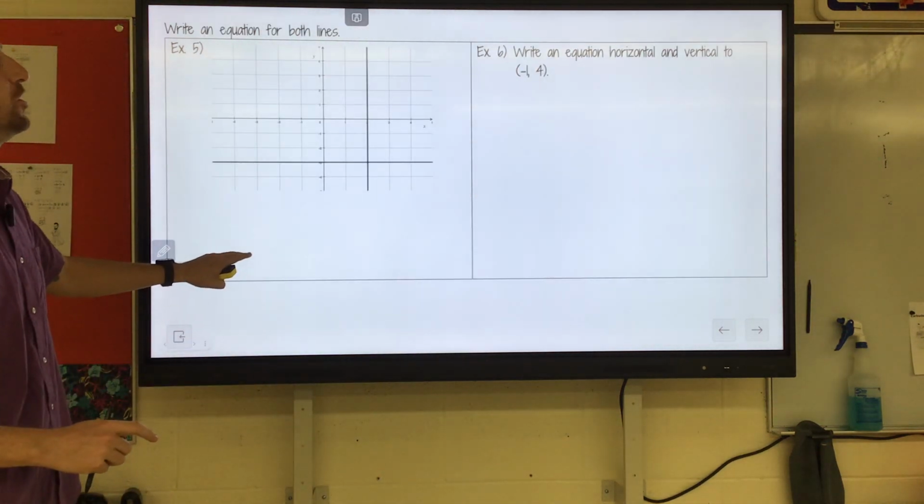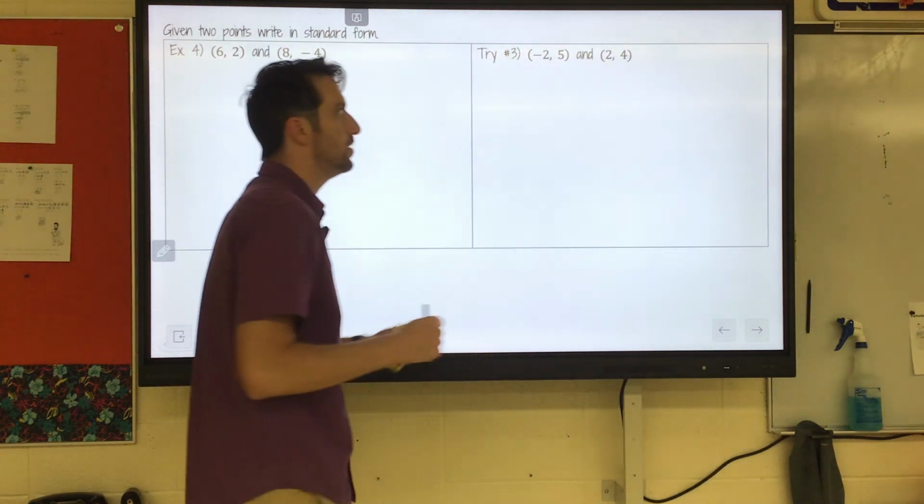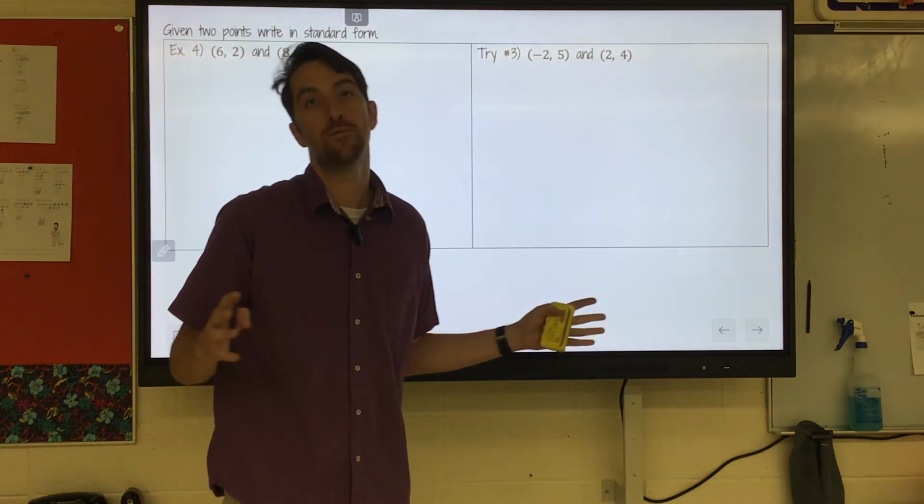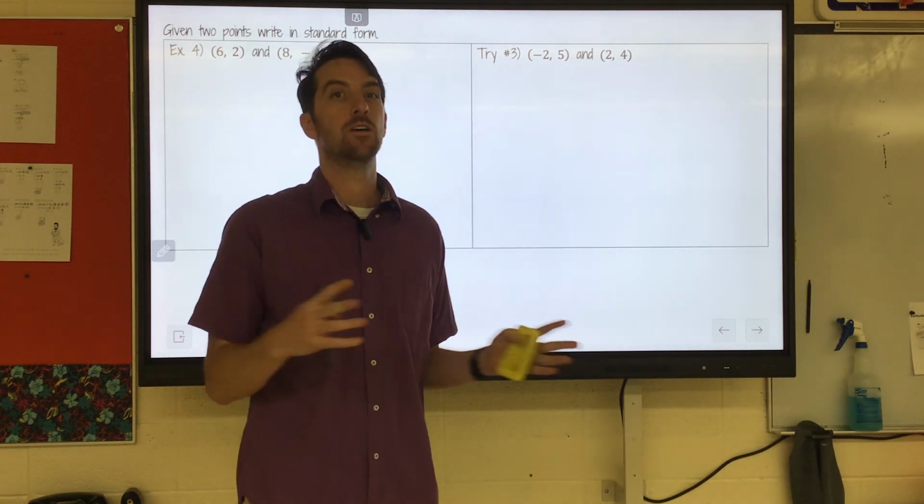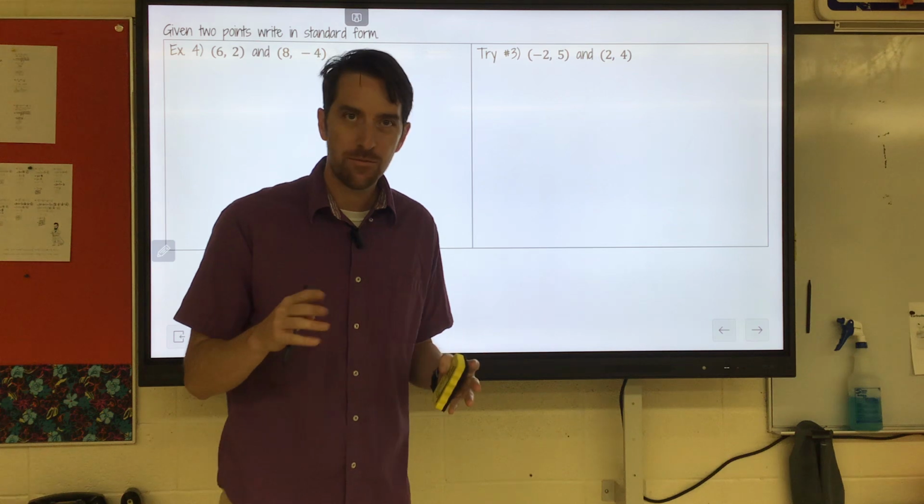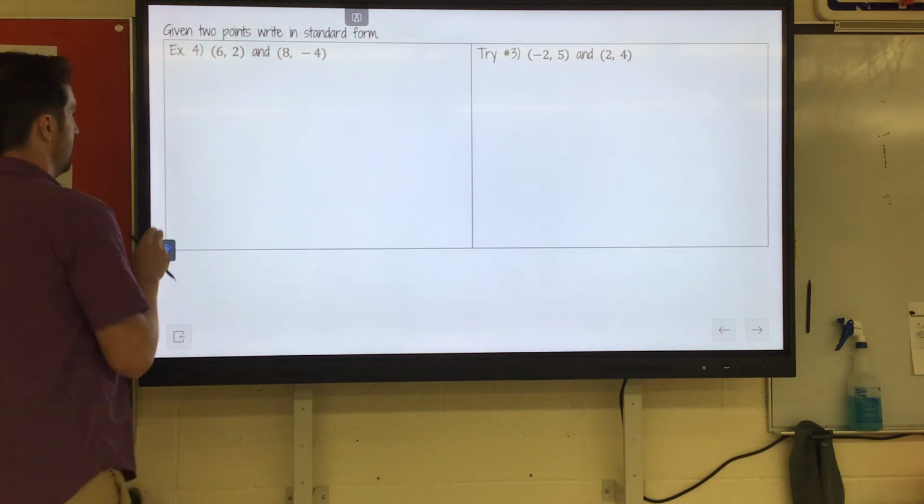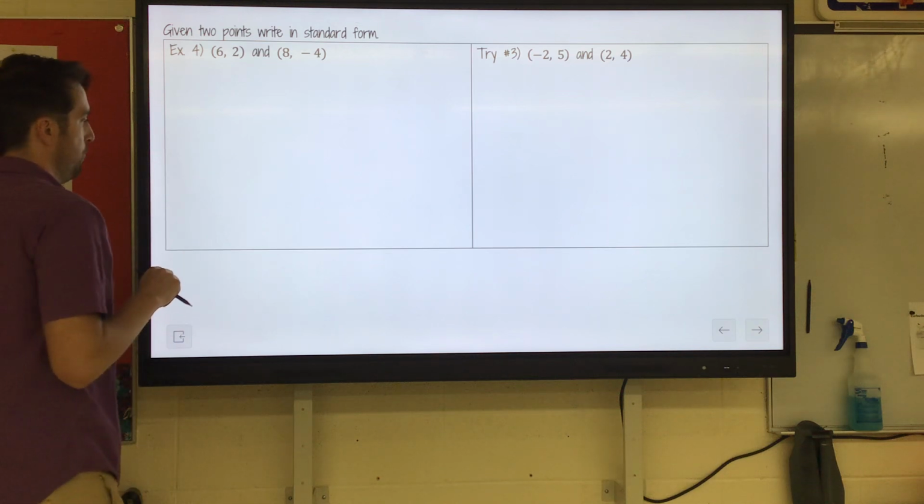Alright, now if they just give us 2 points, what's the missing piece that we need in 2 of our 3 equations that have it in the name? We need the slope. So we're going to have to do the slope formula where we subtract the y's in the numerator, the x's in the denominator. Let's see how we do.